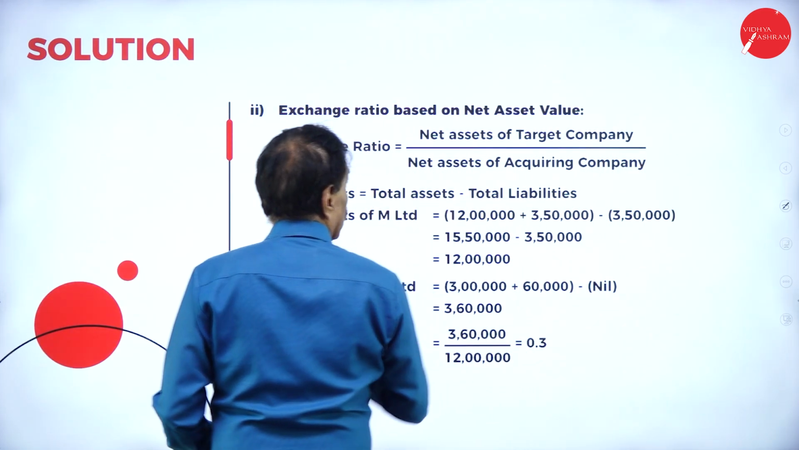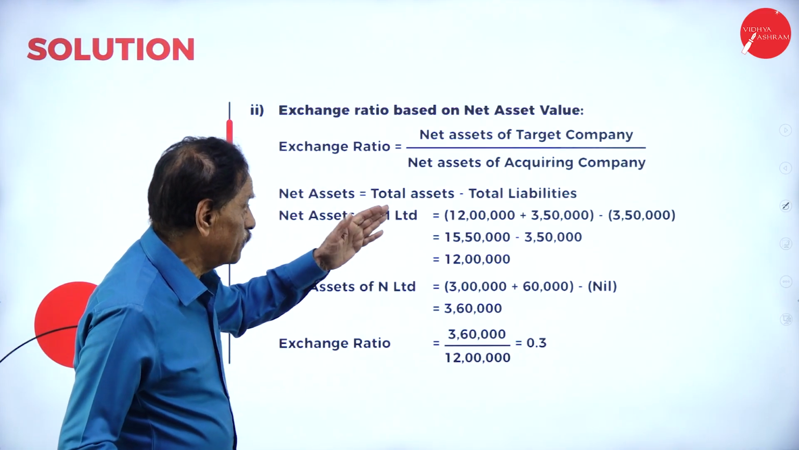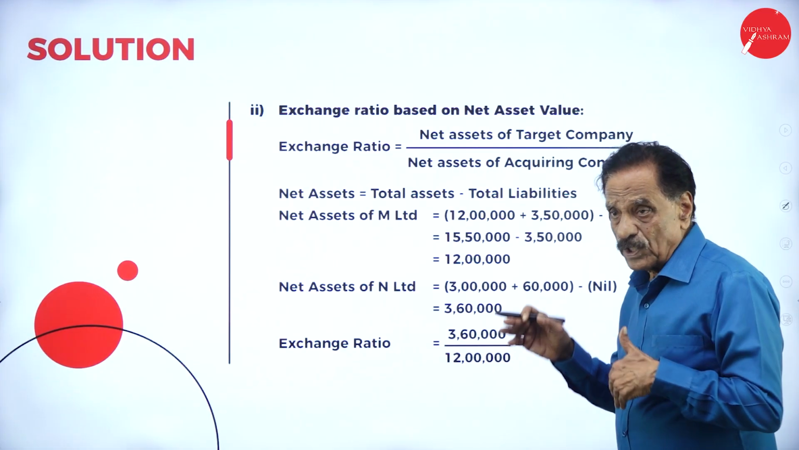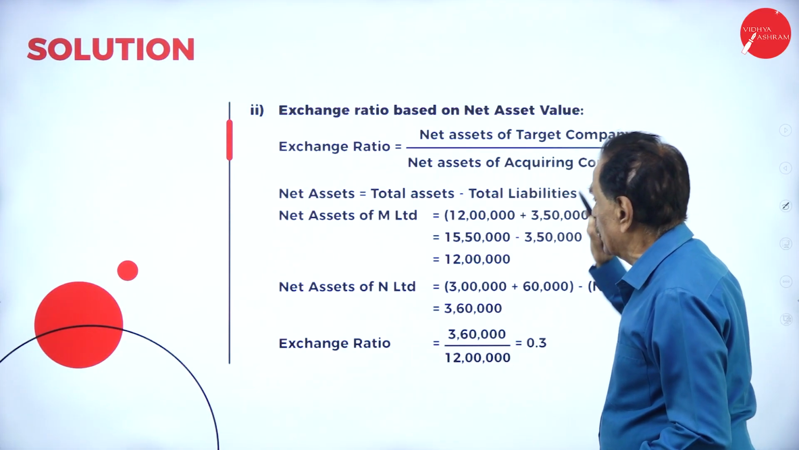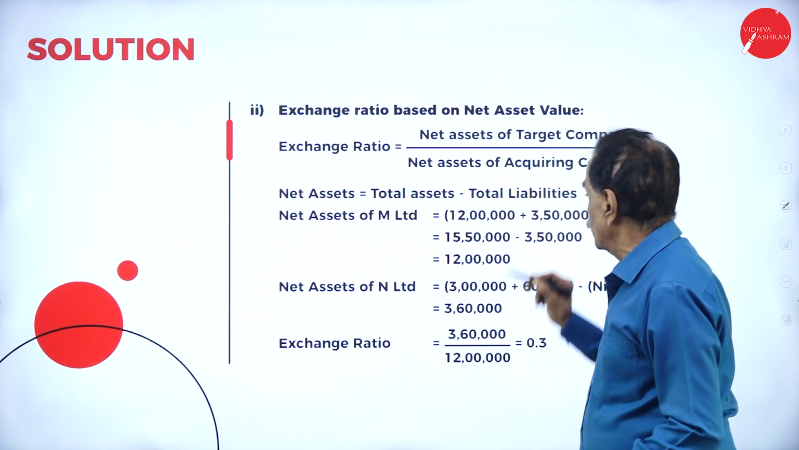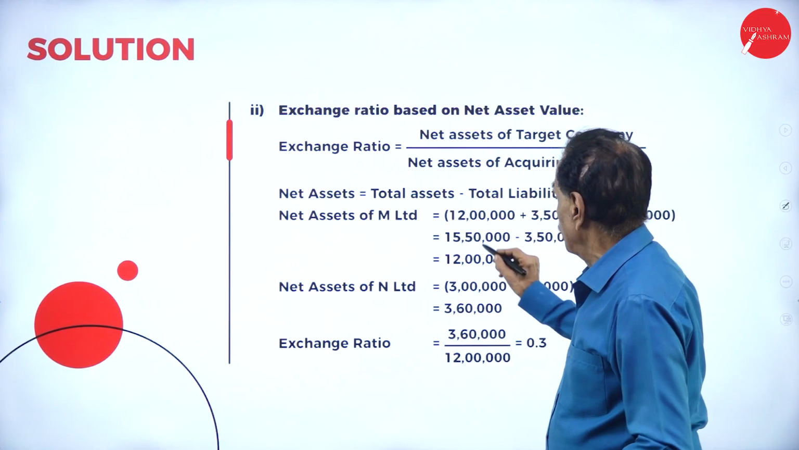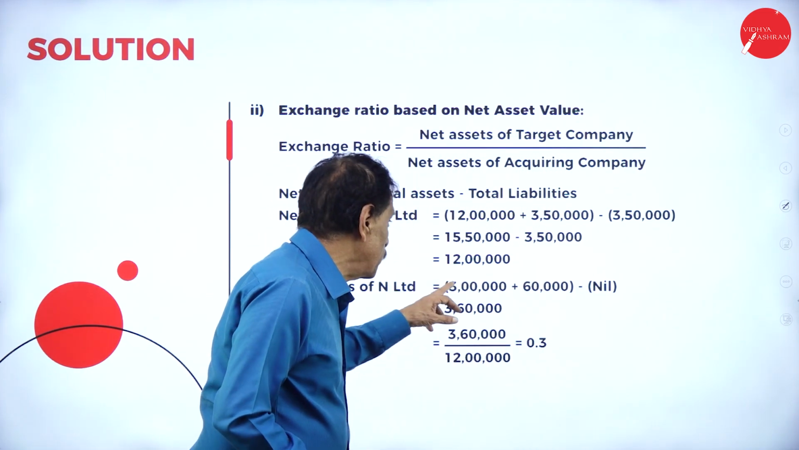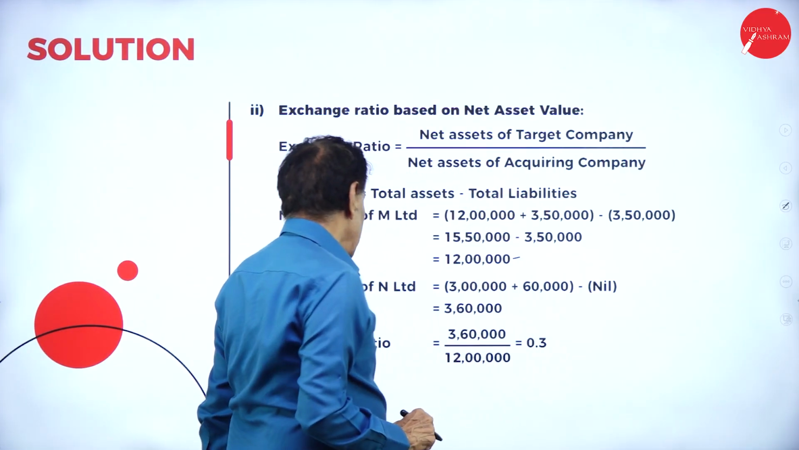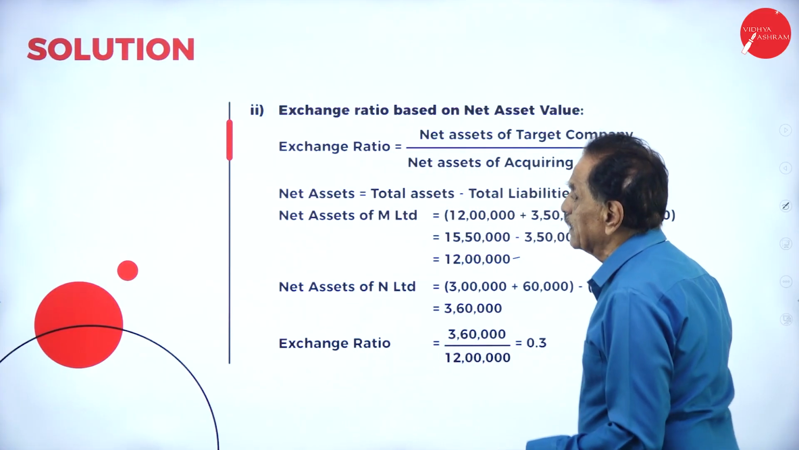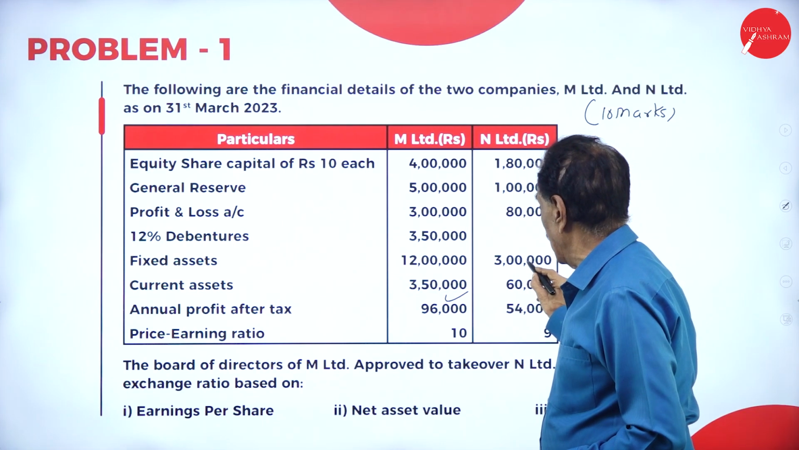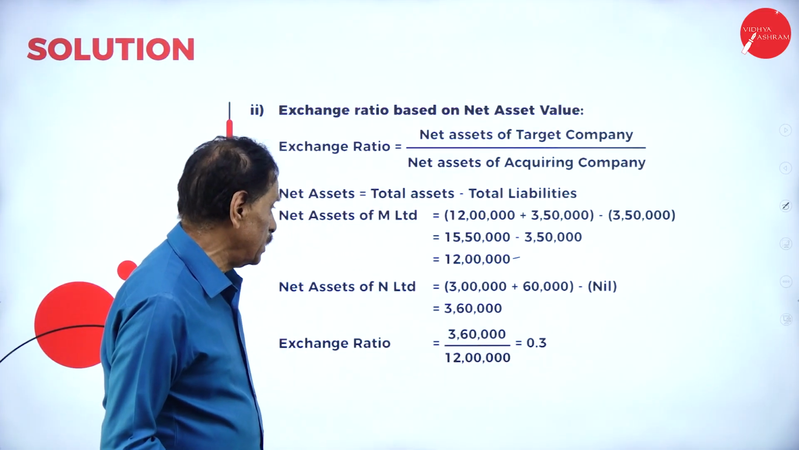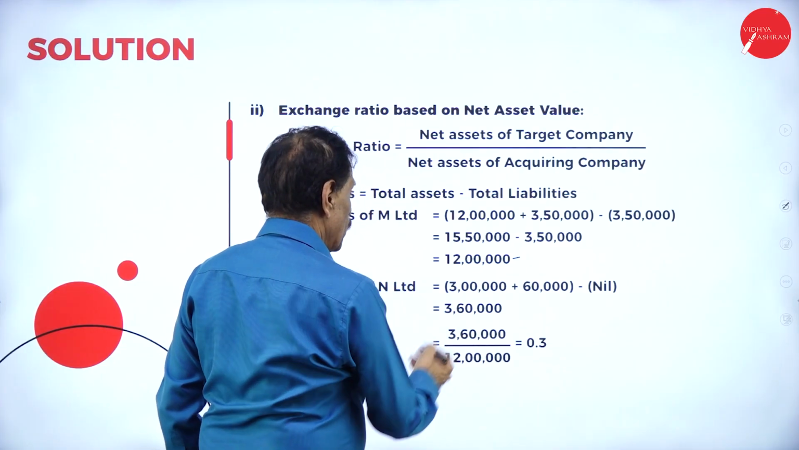Now, exchange ratio based on net asset value. Exchange ratio is equal to net asset of target company divided by net asset of acquiring company. Which company acquires? Ramesh company is taking over Suresh company. The net asset is equal to total asset minus total liability. Total asset is fixed asset plus current asset. Fixed asset is 12 lakh, current asset 3,50,000, and current liability debenture is 3,50,000. If we deduct, it becomes 12 lakh. This goes in favor of M Limited. In favor of N Limited, fixed assets become 3 lakh, current asset 60,000, no debenture. 3 lakh plus 60,000, which is 3,60,000, divided by 12 lakh, is 0.3.